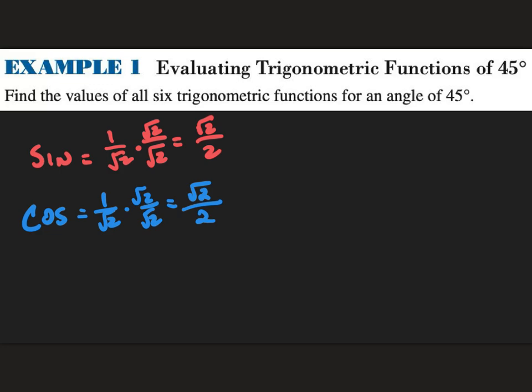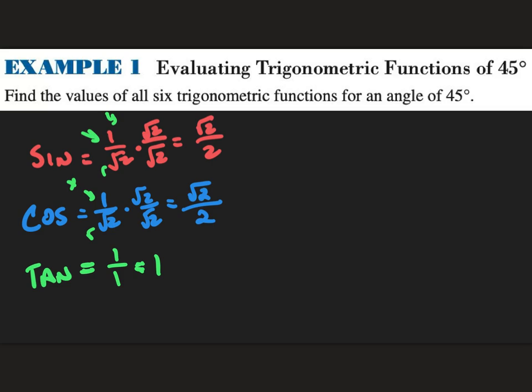Now for the tangent. The tangent is the y divided by the x. So basically, if the numerator is the y, the sine is y over the hypotenuse r. For the tangent, that's the y and that's the x, you have 1 over 1, which equals 1.